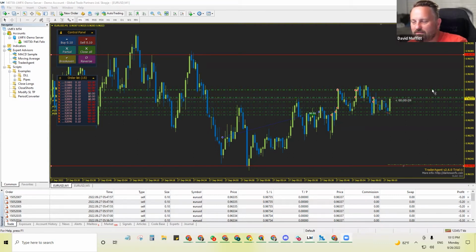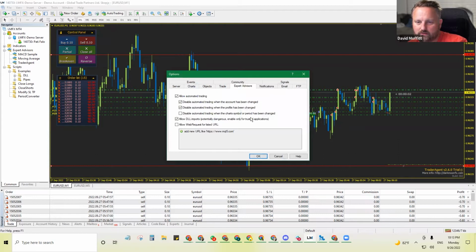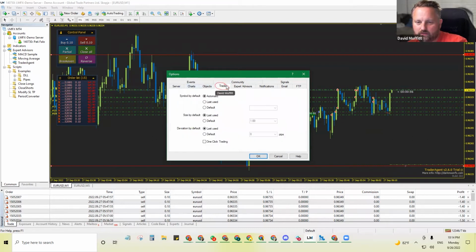Yeah, let's do that real fast. Go to tool, options. Make sure one-click trading is on. I think it's under trade. Maybe not. Yeah, there it is.